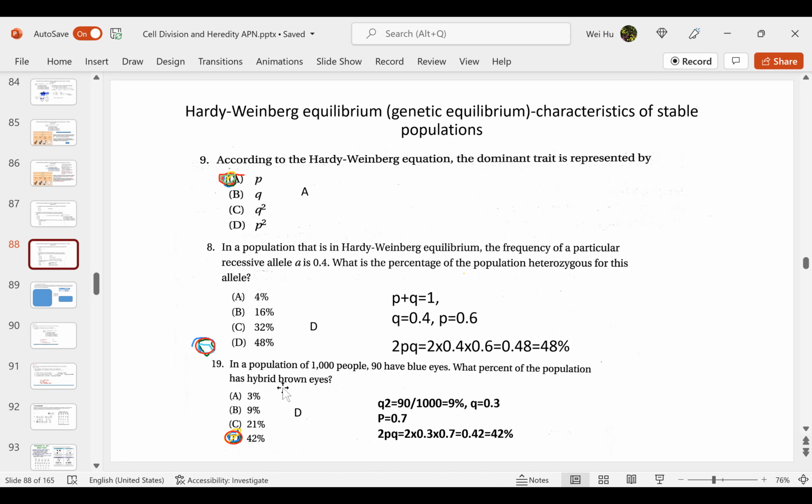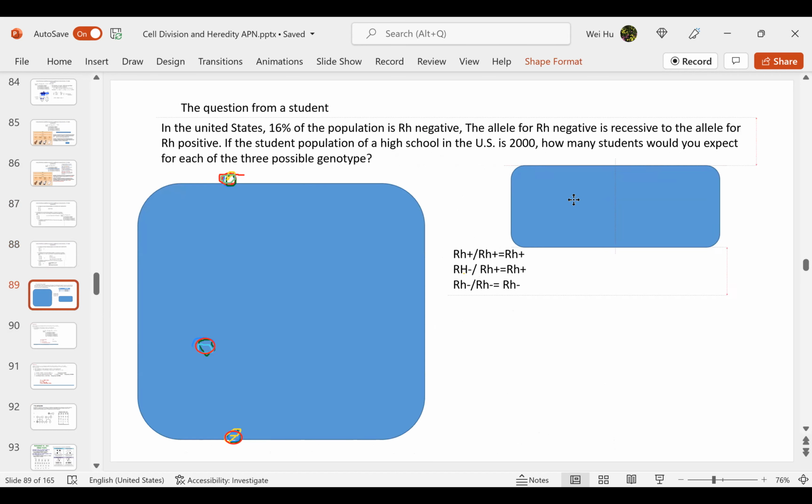Now they ask you about hybrid, heterozygous, brown. So 2pq will equal 42%. Okay. So now let's give you another question here.